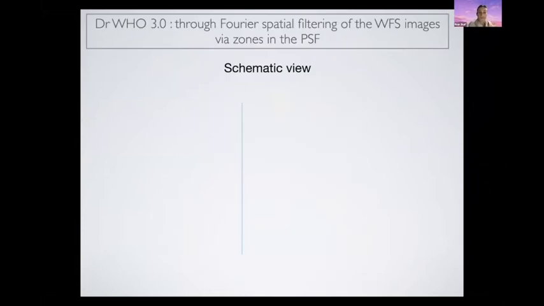So now, how can you go even further? How can we think about things differently? We can think through Fourier spatial filtering of the wavefront sensor image via zones in the PSF. I'm going to explain. It's going to get a bit messy, but no worries, I'm going to try to go step by step. First of all, we look at the short exposure PSF just like previously, but now instead of having donuts, we divide the PSF into square zones. I'm not going to talk about how the center works because the center is a different part, but let's just consider things simply for now with just square zones.